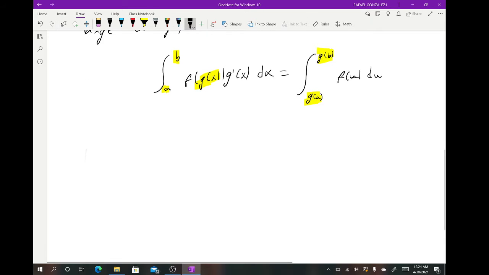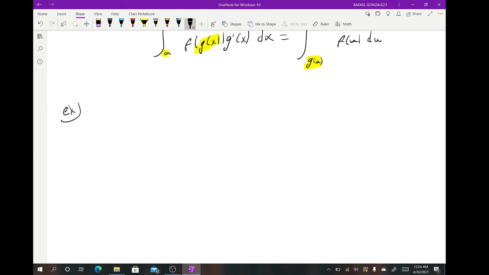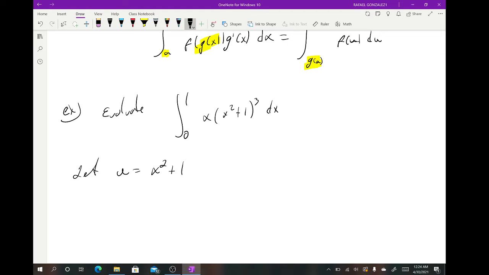So for example, let's evaluate the following: the integral from 0 to 1 of x times x squared plus 1 cubed dx. Now to start, let's let u be equal to the inner function x squared plus 1. And that means that du, the derivative, is equal to 2x dx. The derivative of x squared is 2x, and the derivative of 1 is 0.